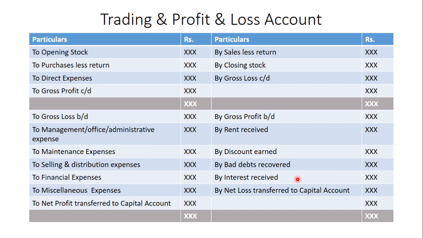Savings bank account or other types of accounts. Then, if the debit side is more, meaning expense is more, you will have a net loss, which is transferred to the capital account and deducted from the capital account in the balance sheet. If the debit side is less and the credit side is more, meaning income is more, then we write the net profit on the debit side and transfer it to the capital account, where it is added to the capital account in the balance sheet.